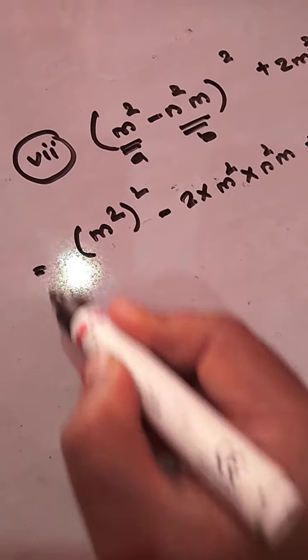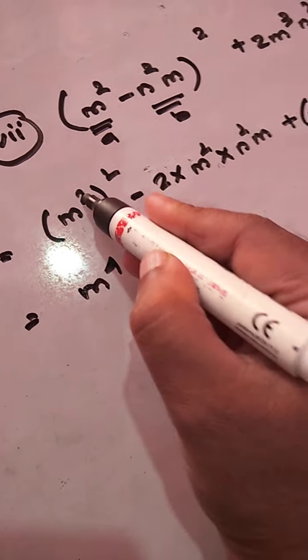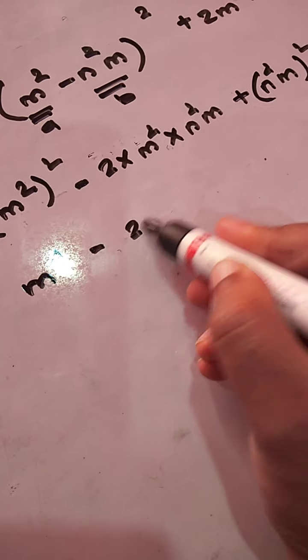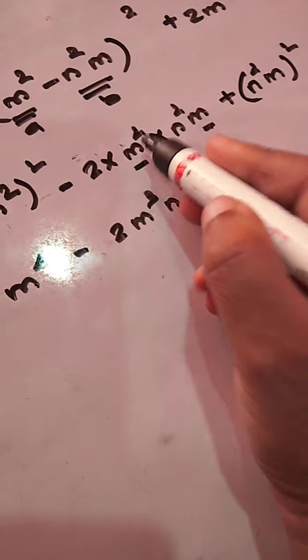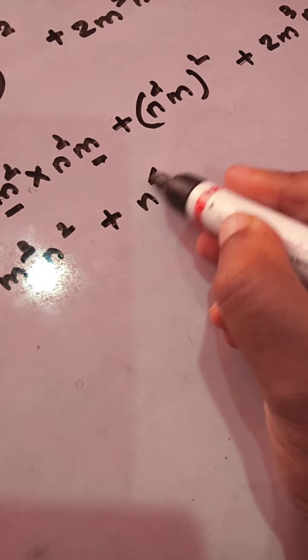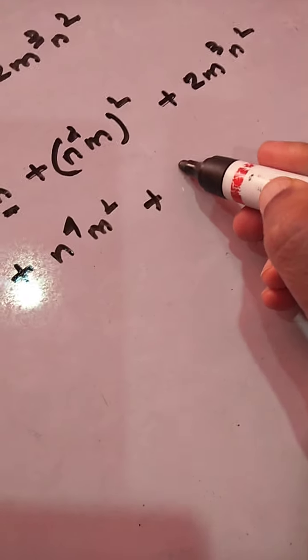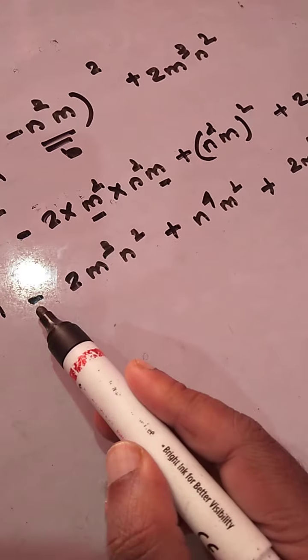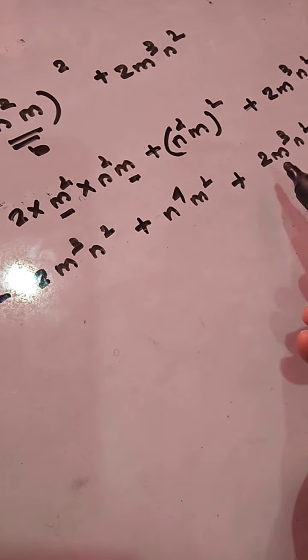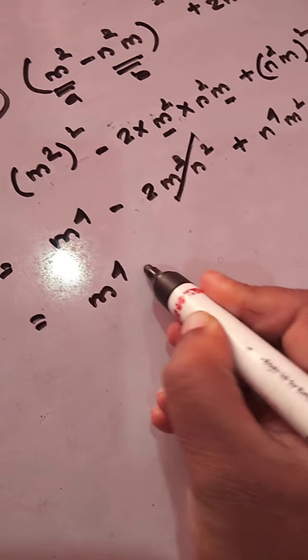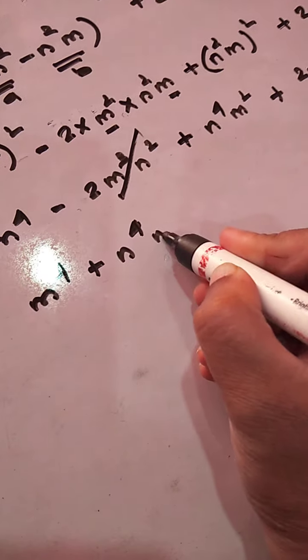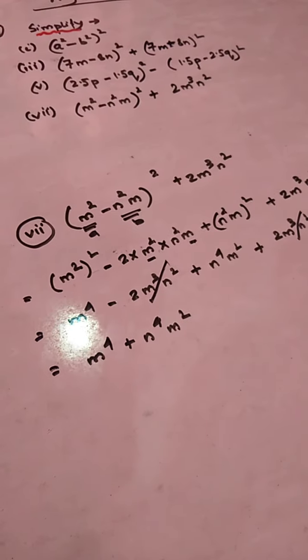Now let's solve this. This would be m to the power 4. The answer of this one would be 2m cube n square, because here 2m is there, and here 1m is there, so altogether we have 3m, and then we'll write n square. What will be the value of this one? n to the power 4 m square, plus 2m cube n square. Now these two are like terms, and minus plus is minus. So 2 minus 2 is what? 0. So we'll cancel this since the answer is coming 0. So the final answer would be m to the power 4 plus n to the power 4 m square. So this is the final answer of sum number 7.